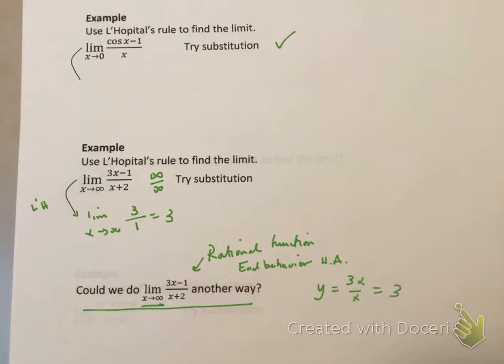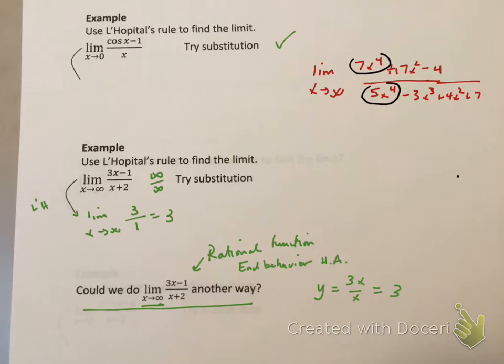Now you may say, why would I want to do that? L'Hopital's rule is perfectly fine for me. But let's just look at another example and you tell me what you're going to want to do. If I was to take the limit as x approaches infinity of 7x to the fourth plus a bunch of other stuff, 17x squared minus 4, over 5x to the fourth minus 3x cubed plus 4x squared plus 7. If you were to apply L'Hopital's rule to this one, then you'd have to apply it 4 different times before you can eventually get your answer, like we got an answer right here.